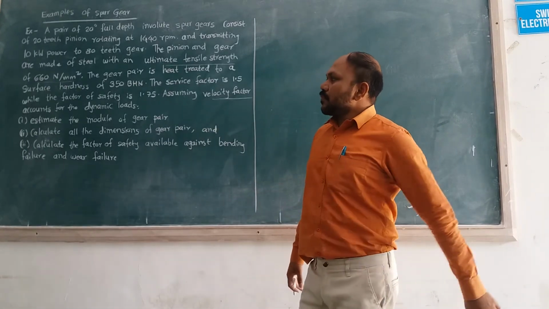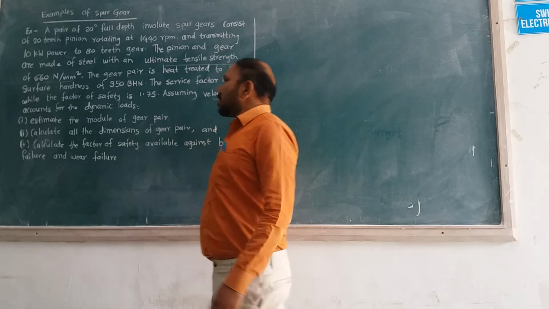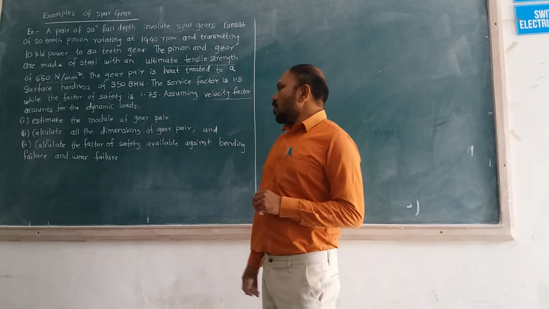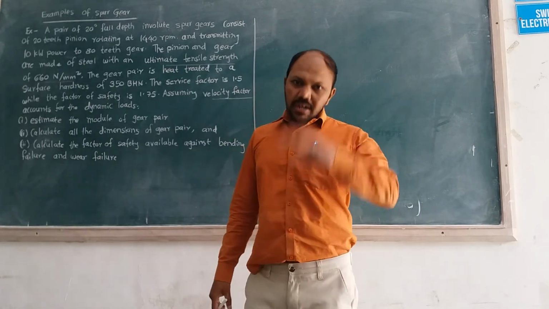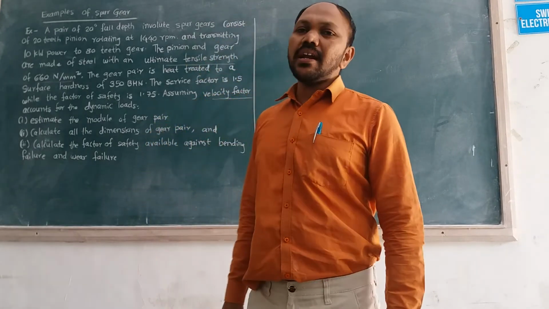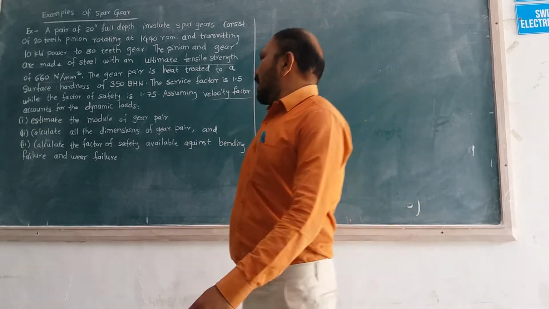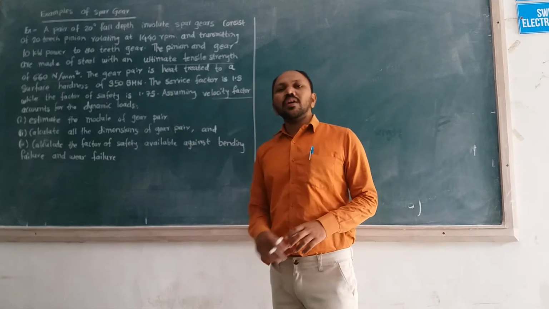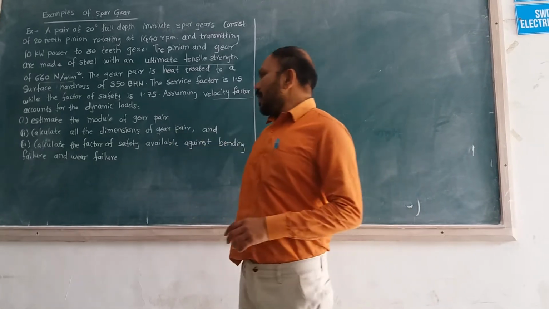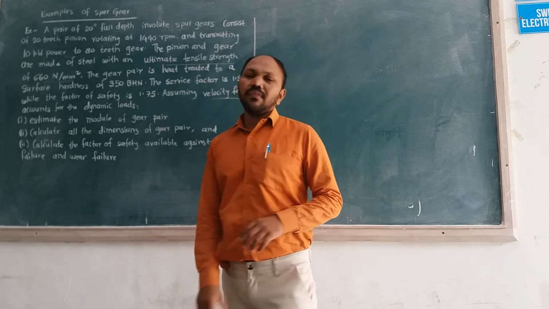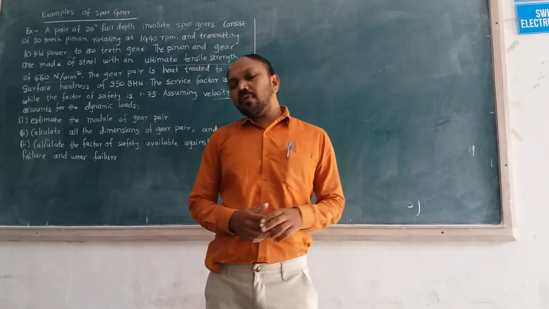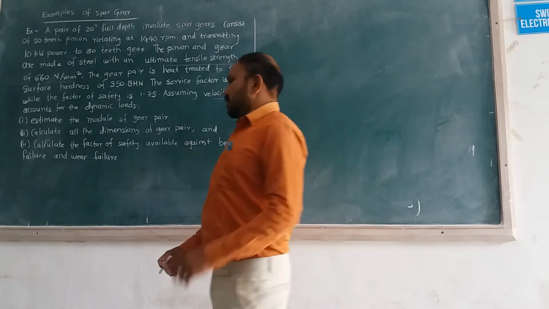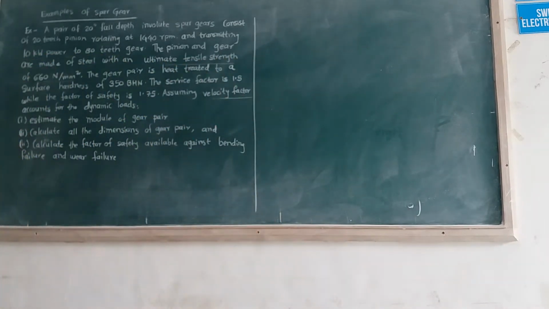We want to find out, first, an estimate of the module of the gear pair. We want to calculate the module value. Second, calculate all the dimensions of the gear pair, all the dimensions which are related to the gears. Next, calculate the factor of safety available against bending failure and wear failure. For both the conditions, we want to calculate the factor of safety. So this is the problem statement. We will see it one by one.